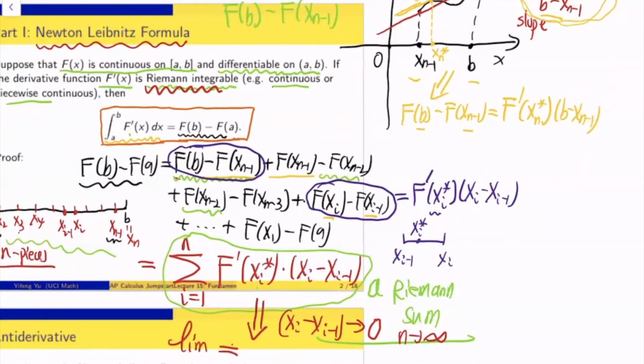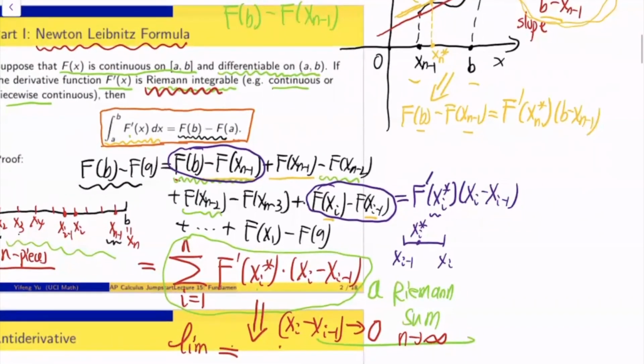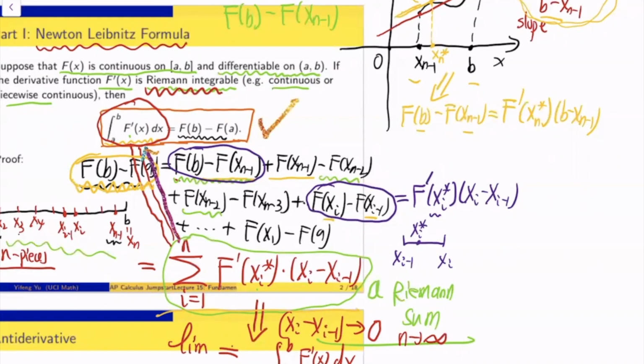This limit will equal the Riemann integral from a to b of f prime x dx. This is how we define the Riemann integral. And on the left-hand side, it never changes. It's always f(b) minus f(a). So if you send the limit on both sides, the left-hand side never changes, and the right-hand side goes to the Riemann integral. So we establish this Newton-Leibniz formula.